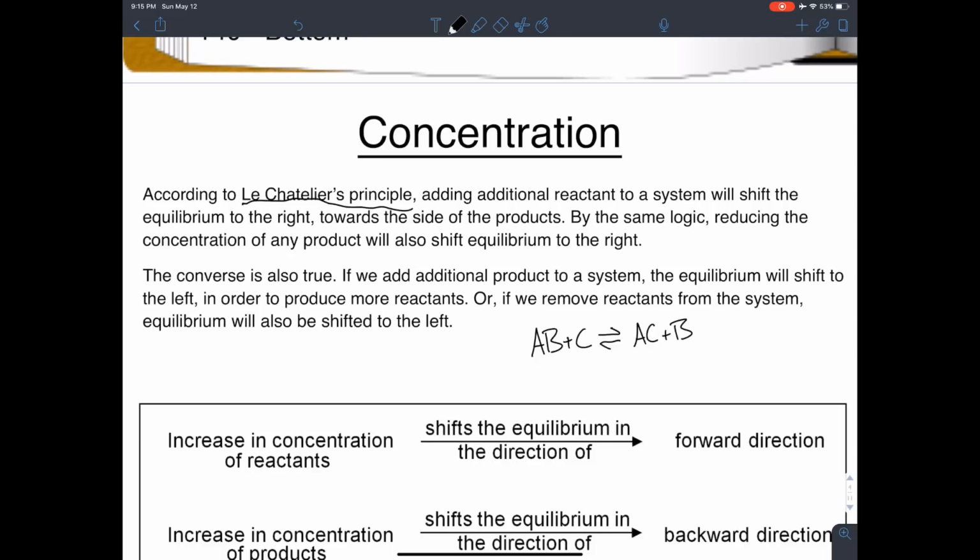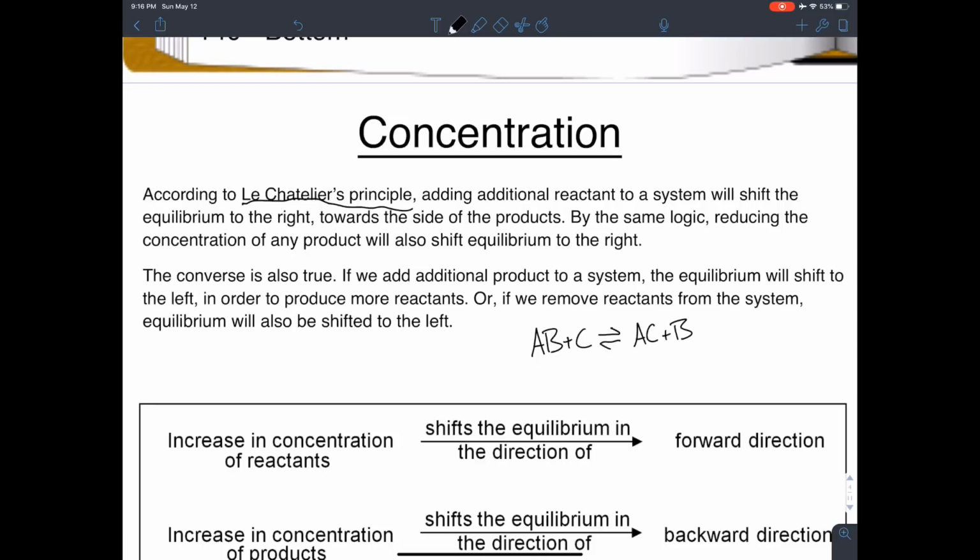Reaction like this. What kind of reaction is this? Hopefully you said single replacement. Basically what Le Chatelier's principle says is anything you do to this reaction in terms of concentration, the reaction is then going to react by trying to balance out again.